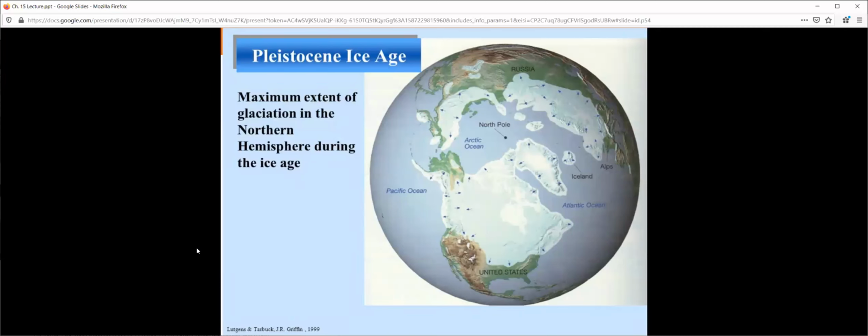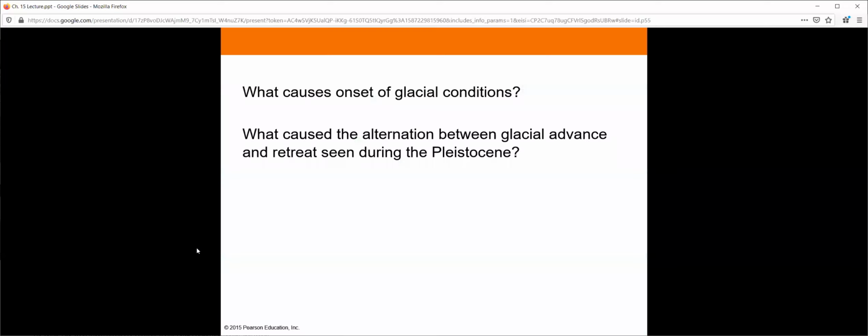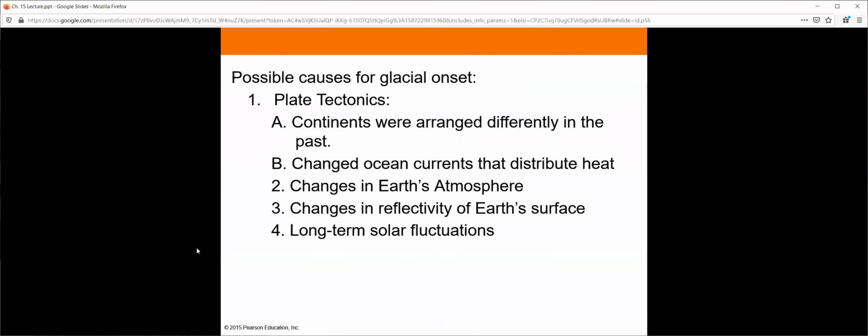Here we can see an image of a reconstruction of the Pleistocene ice age, with the North Pole shown like that, and how far the ice actually reached during this time. Very large, right? So, what causes the onset of glacial conditions? Well, what caused the alternation between glacial advance and retreat in the Pleistocene? Good questions. Let's answer them.